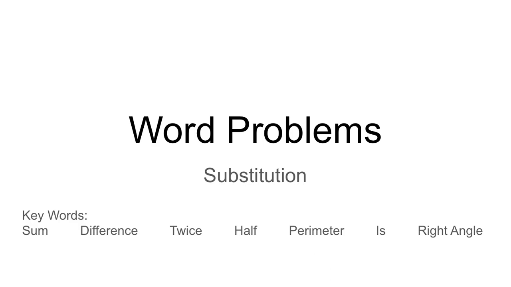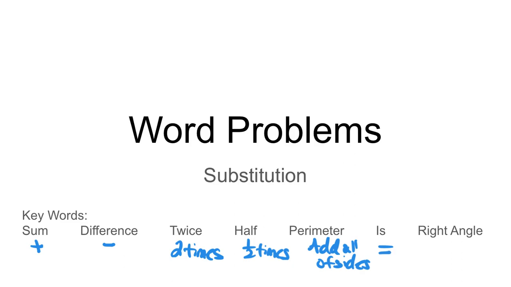Sum is always going to mean addition. Difference is going to mean subtraction. Twice is 2 times. And half is 1/2 times. Perimeter means add all of the sides. Is means equals, and a right angle is talking about angles, and it adds to 90 degrees.